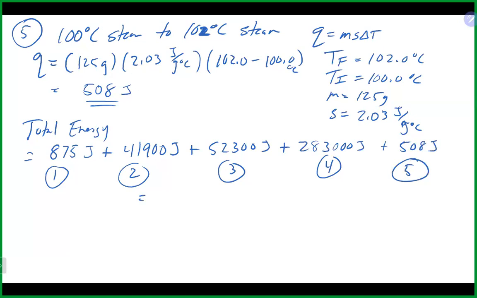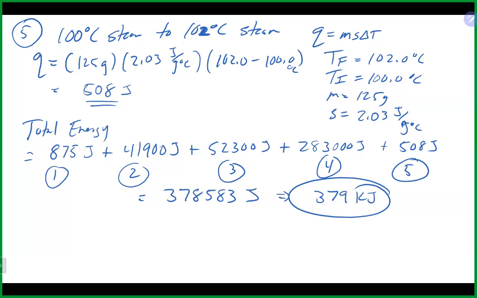So adding all those together gets us 875 plus 41,900 plus 52,300 plus 283,000 plus 508. Going to get us about 378,583 joules. And usually delta H, which is kind of what this is, is in kilojoules. So roughly 379 kilojoules of energy is required to do this. We are going in this example from solid to liquid to gas. That is all endothermic processes, which means we ended up with positive numbers all the way through and a positive energy.